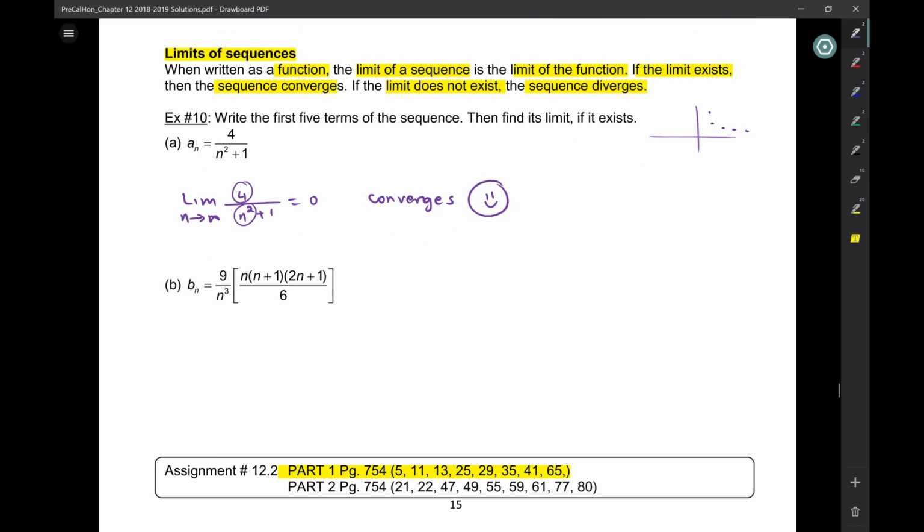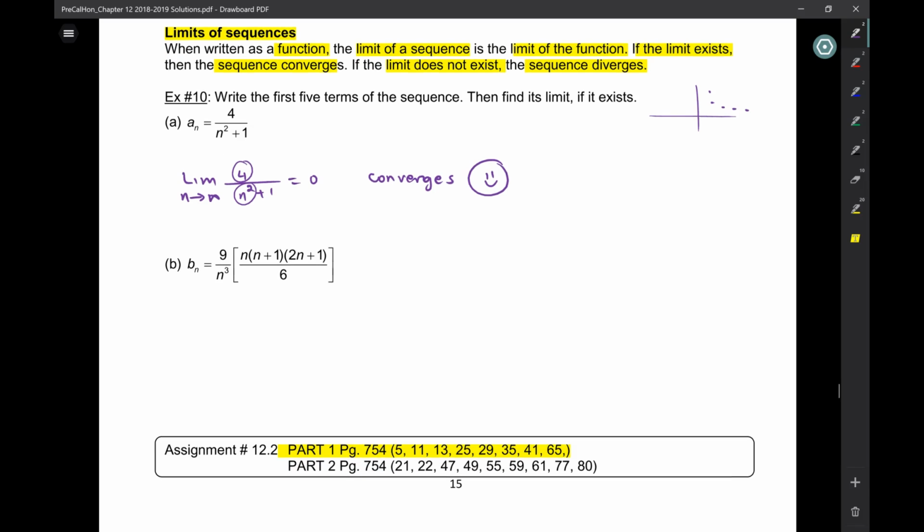I can't hear. Do you not write the first 5 terms then? Nope. I'm not. I wanted to do that so we could compare, but I'm running out of time. But you guys remember from before how we did that.